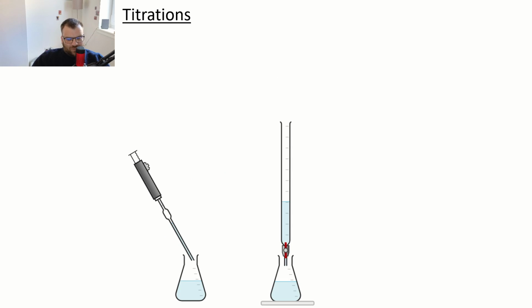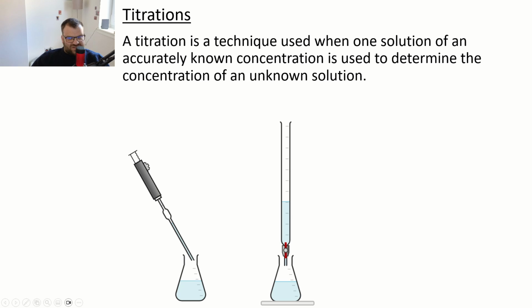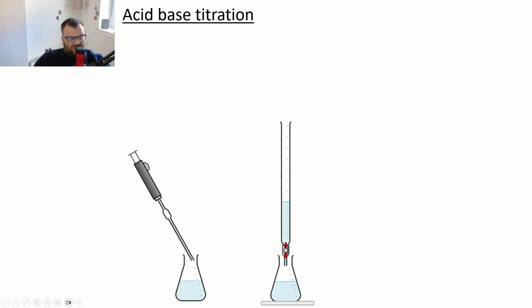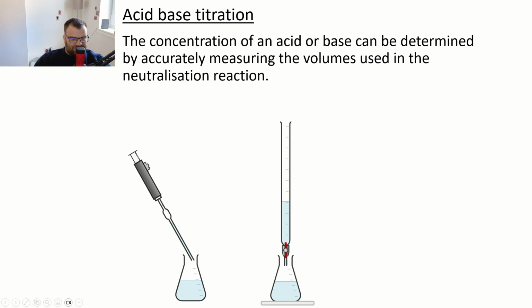Next, we'll talk about a very important technique for chemistry, which is a titration. This is where we use a solution of accurately known concentration to help figure out or determine the concentration of the unknown solution. They involve standard solutions, which is a solution of accurately known concentration, a definition that comes up every so often. The types of titration that we will be mostly focused on are acid-base titrations, where the concentration of the acid or base can be determined by accurately measuring the volumes used in a neutralisation reaction.